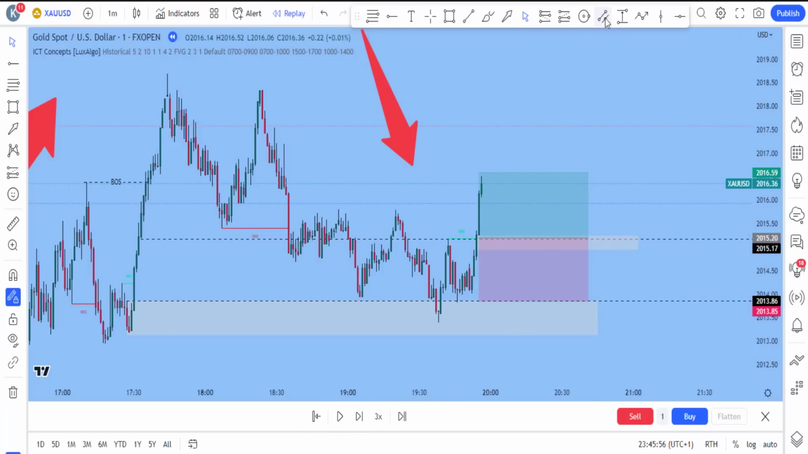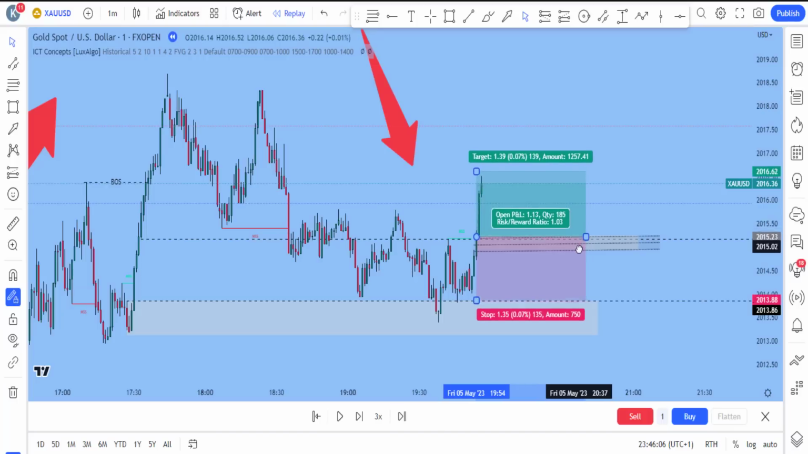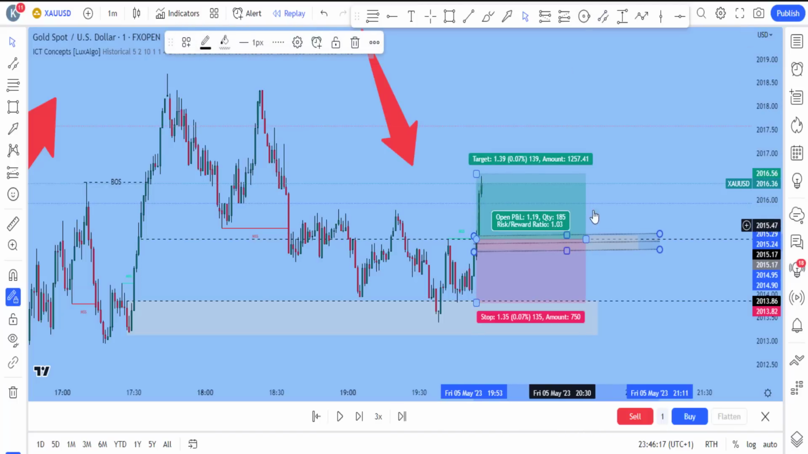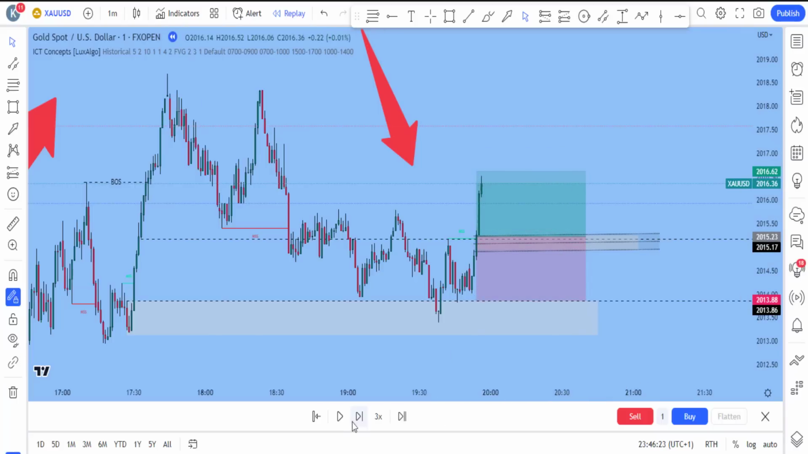So this is my fair value gap. I didn't tell you this is where I saw the fair value gap, and I hope this is going to be very, very understandable to all of you guys. This is where the fair value gap is. Let me just adjust it clearly. Okay, so this is where the fair value gap starts from. Then I'm going to have my entry right here at the top of the fair value gap.